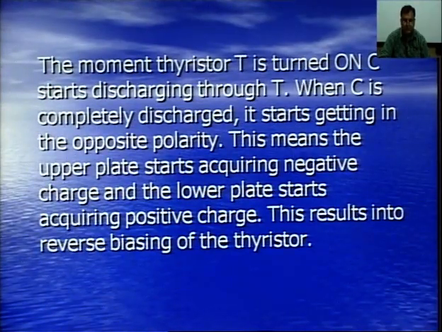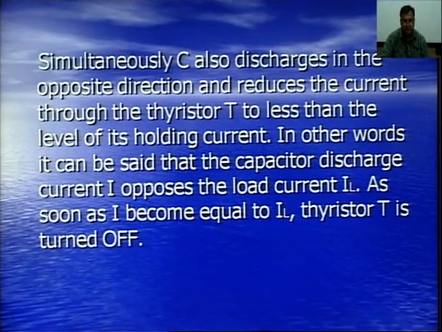The moment the thyristor T is turned on, C starts discharging through T. When C is completely discharged, it starts getting charged in the opposite polarity. This means the upper plate starts acquiring negative charge and the lower plate starts acquiring positive charge. This results in reverse biasing of the thyristor. Simultaneously, C also discharges in the opposite direction and reduces the current through the thyristor T to less than the level of its holding current.